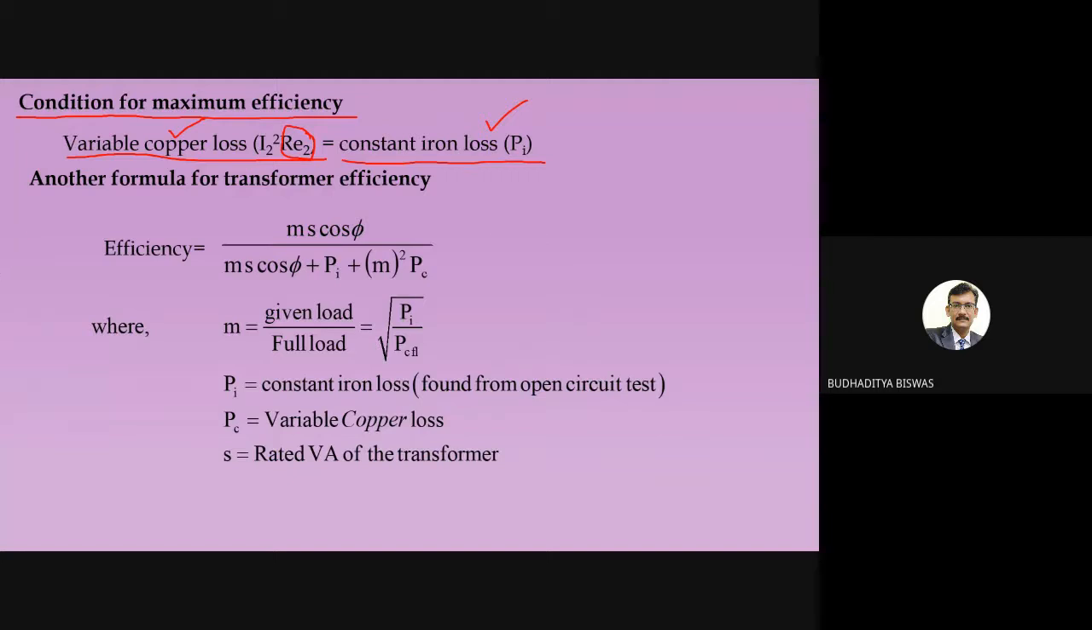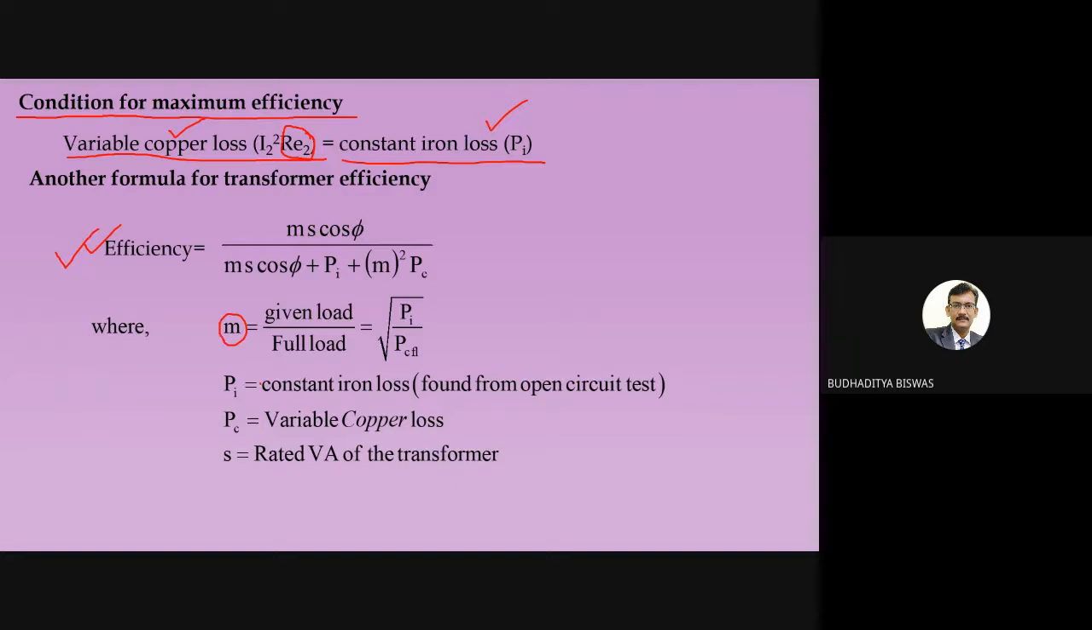This is another formula for the efficiency. In some of the numericals, you need to use that formula. Efficiency is equal to m S cos phi divided by m S cos phi plus Pi plus m square Pc. What is this m? m is the given load by full load.